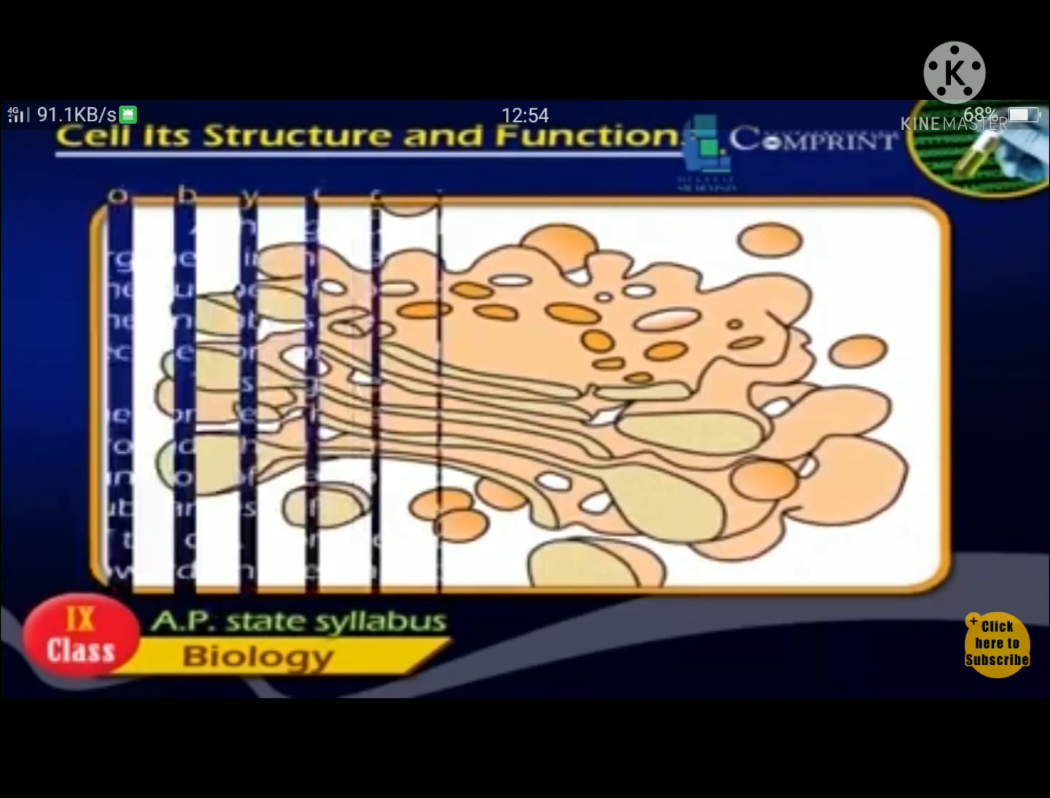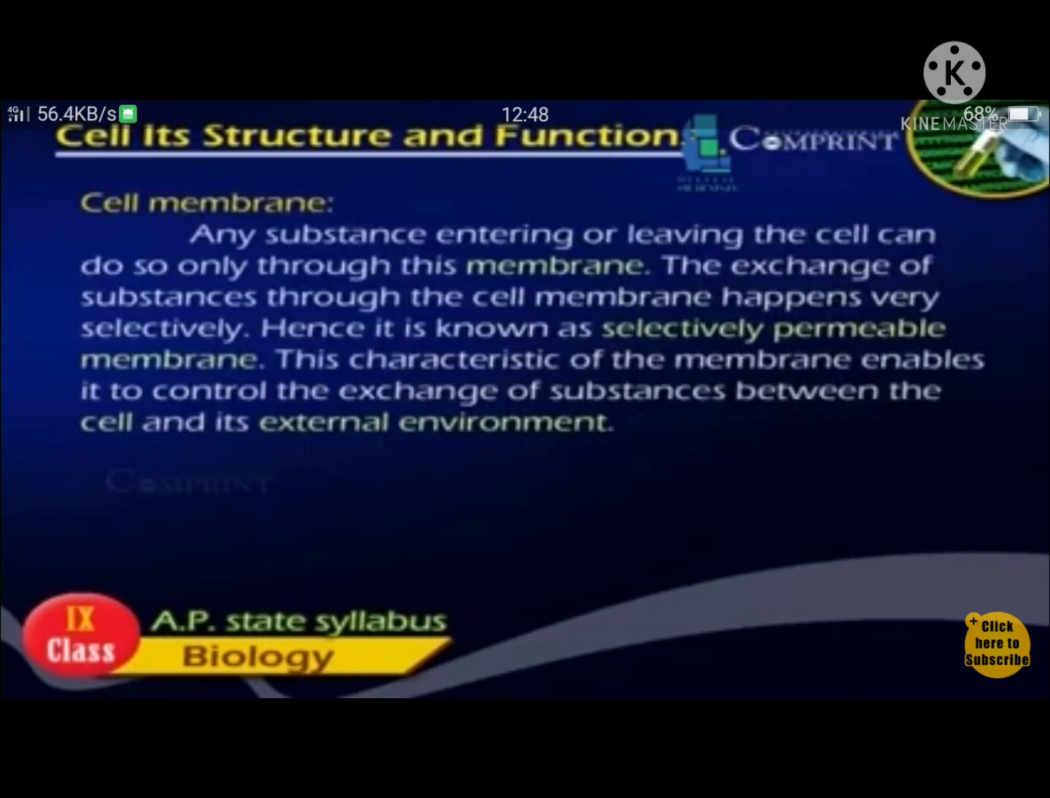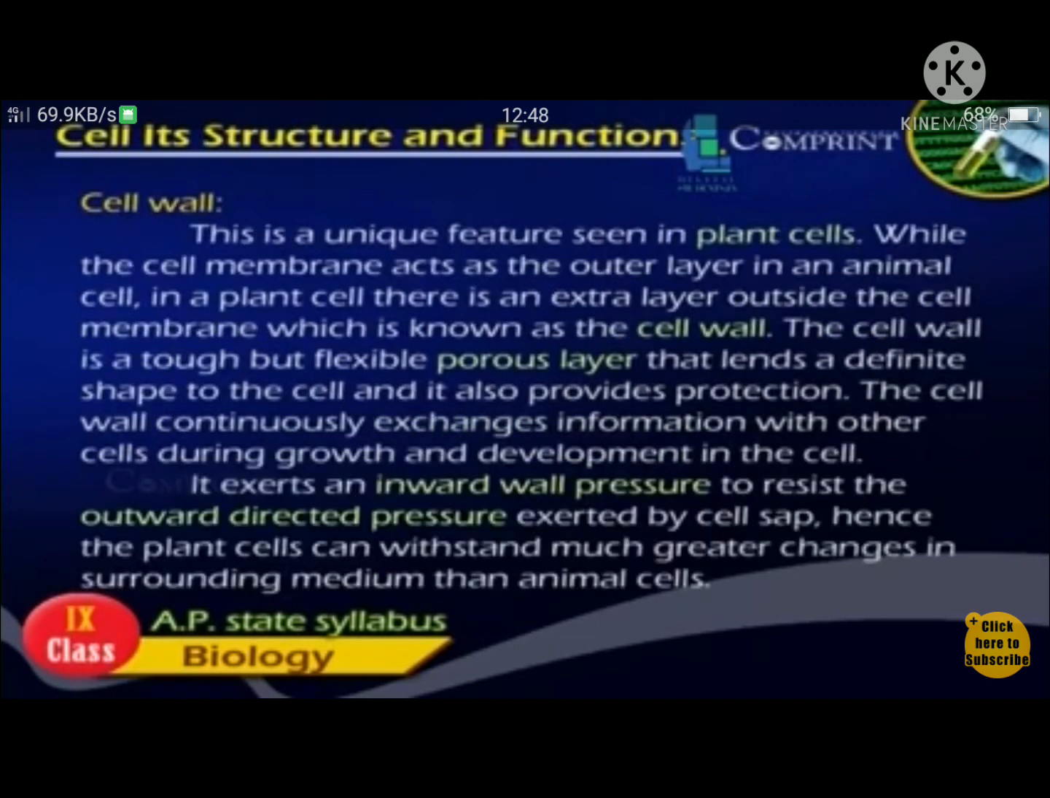Cell membrane. Any substance entering or leaving the cell can do so only through this membrane. The exchange of substance through the cell membrane happens very selectively. Hence, it is known as selectively permeable membrane. This characteristic of the membrane enables it to control the exchange of substance between the cell and its external environment.